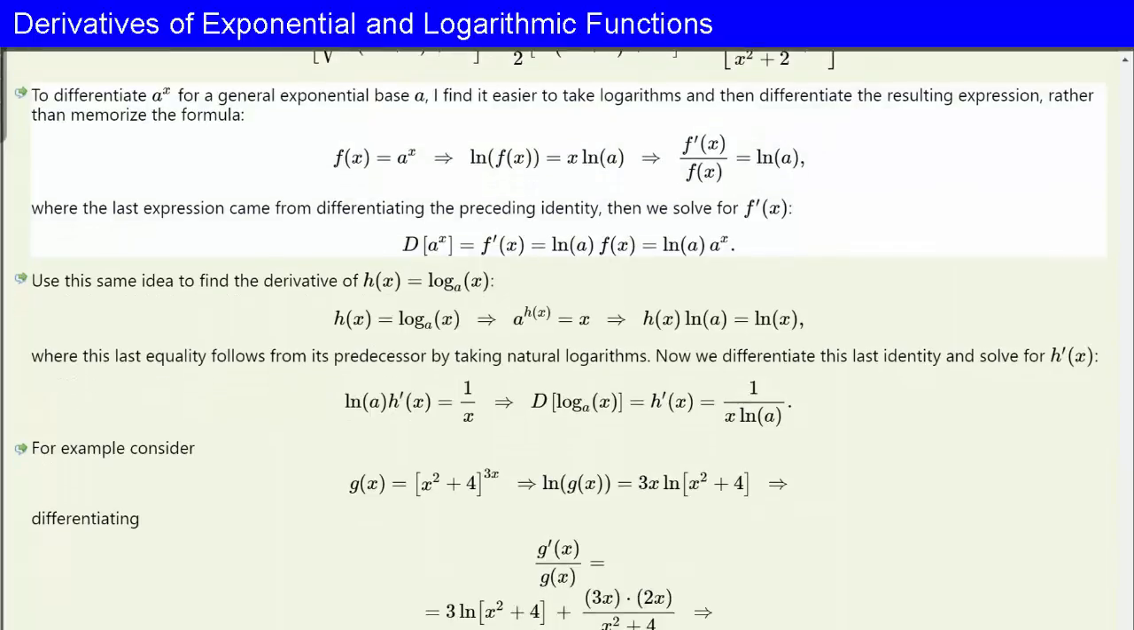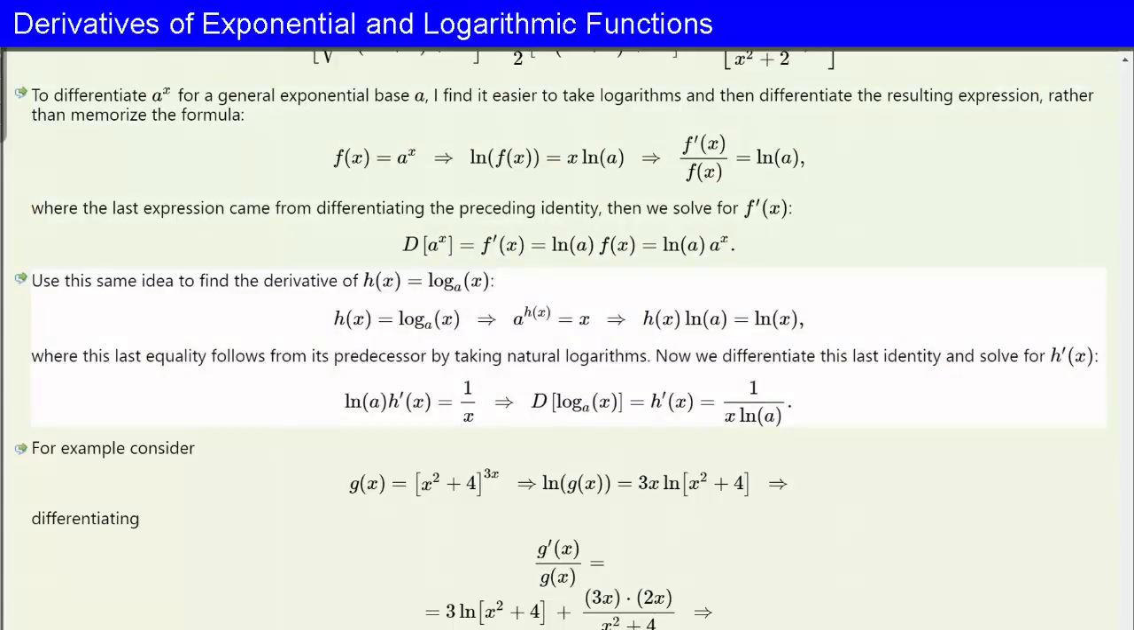To differentiate a to the x for a general exponential base a, I find it easier to take logarithms and then differentiate the resulting expression rather than memorize the formula. So you write f of x equals a to the x and take logs to get the log of f of x is x log a. Now differentiate both sides of this identity to get f prime over f equals log a. Then you solve for f prime. The derivative of a to the x is f prime at x, and that's log a times f of x, namely log a times a to the x.